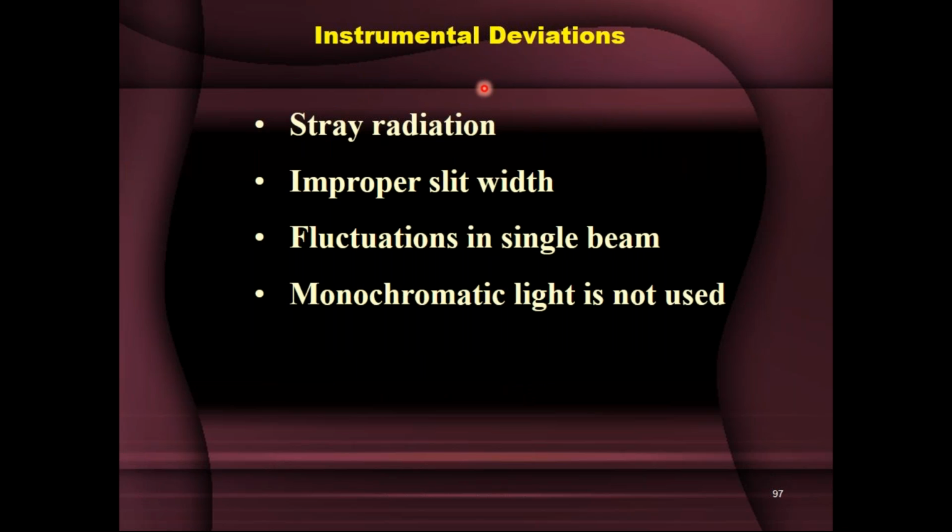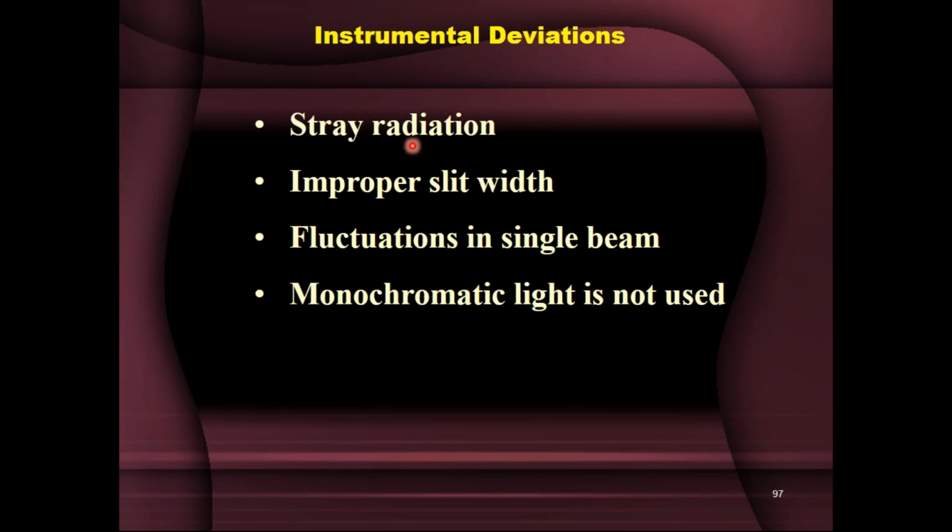Next, we'll consider the instrumental deviations. Instrumental deviation could arise because of any of these. I told you earlier, due to the presence of stray radiation or if polychromatic radiation is used. The other two are also related. So stray radiation, what is stray radiation? It is radiation that gets reflected from the surfaces of, say, lenses, prisms, windows, or any component that is supposed to be transparent in your instrument.